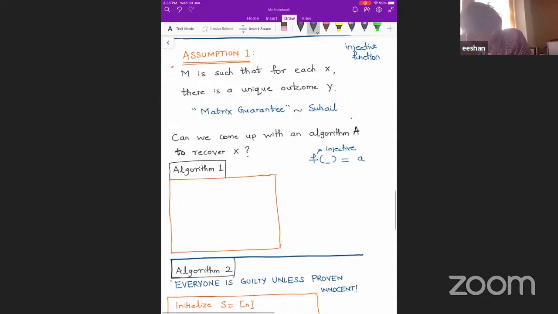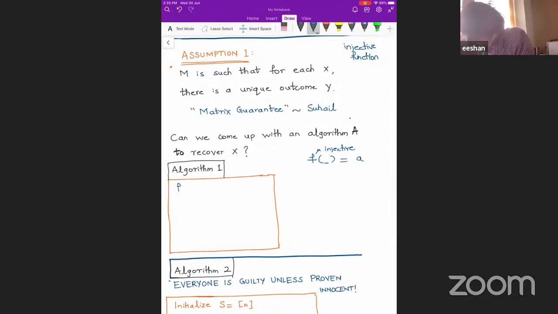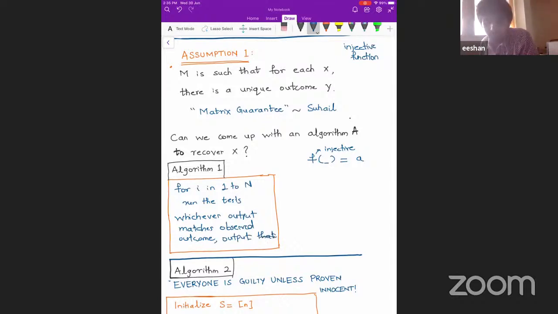So algorithm one is just that: for all i in 1 to capital N, just run the test. Run these tests, this entire matrix, basically all these are tests, and whichever output matches, at some point you will see the corresponding input. I think I've not written it very cleanly, this is not a nice way of writing this, but you get the point.